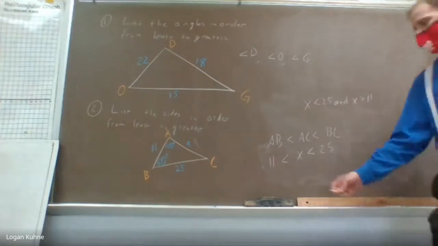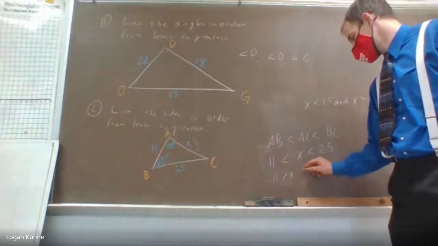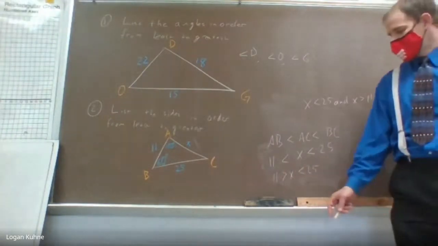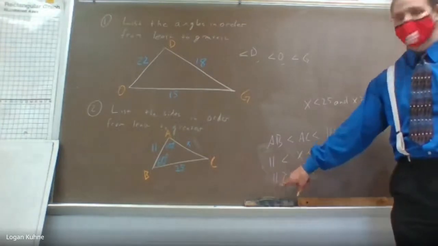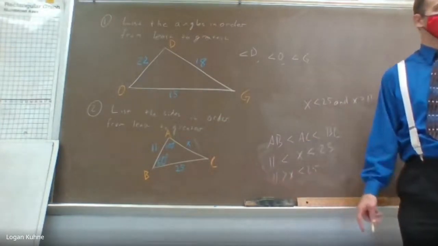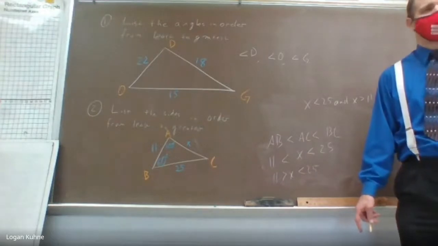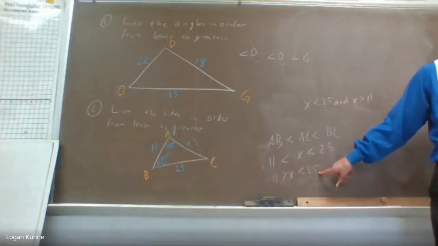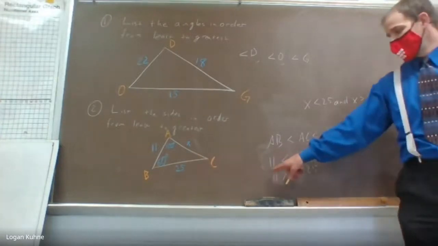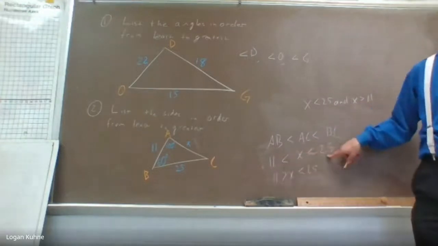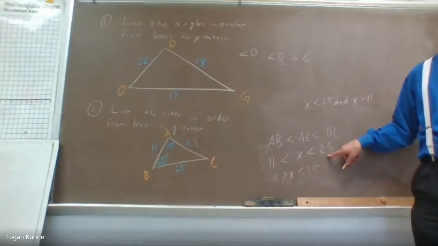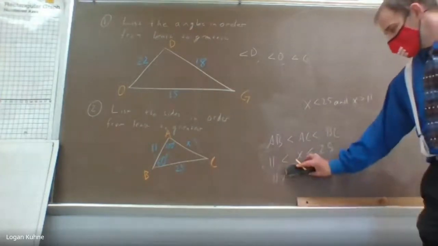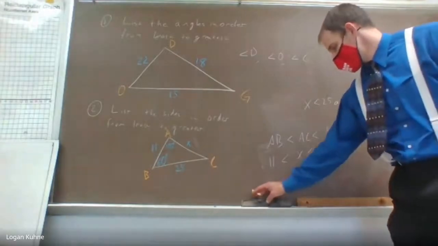Okay? I've had some people do, oh, well, Mr. Kuhne, X is greater than 11. No, that's 11 is greater than X. And is 11 greater than 25? No. But we do it this way, 11 is less than 25. That works, right? So yeah, don't do it wrong. Okay.